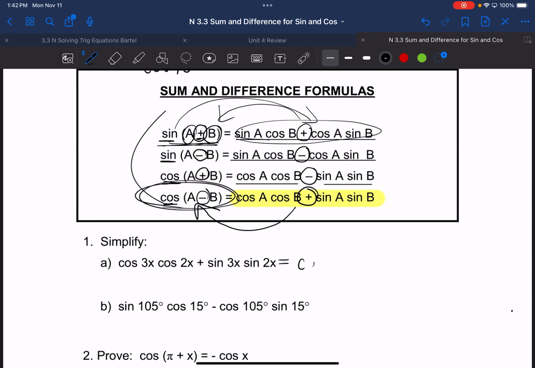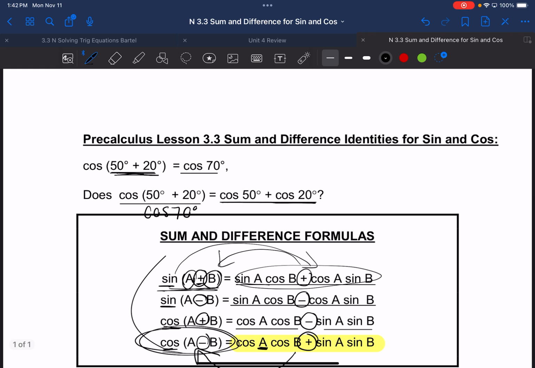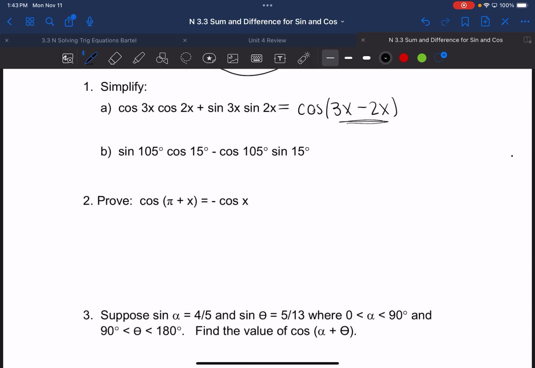So I should have cosine of A. What was our A value in this equation? 3x. And then in that parenthesis after A it says minus B. What's B? 2x. Okay. Well, this kind of looks like the one that we looked at the very top up here, where it had 50 plus 20, and we were able to simplify that to cosine of 70. Are these like terms in here? Yeah. So I should be able to subtract them, right?